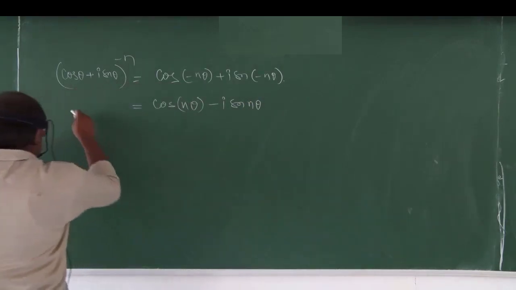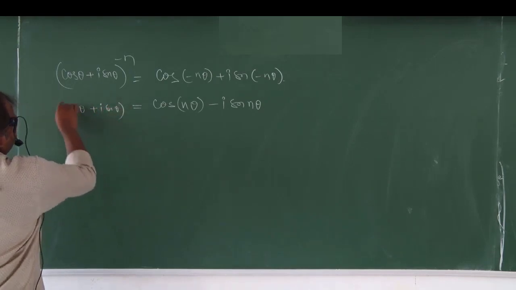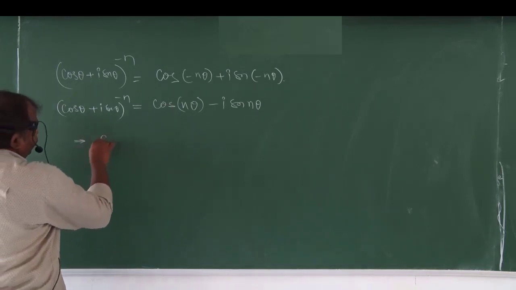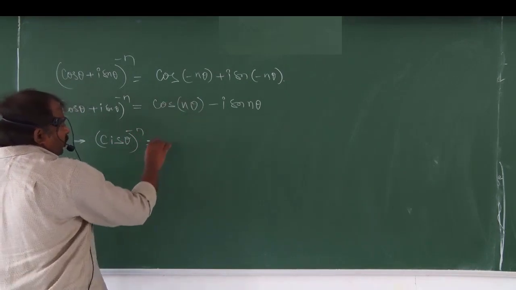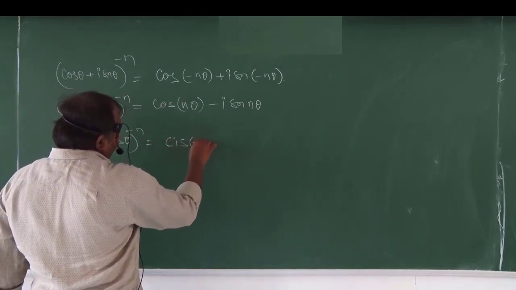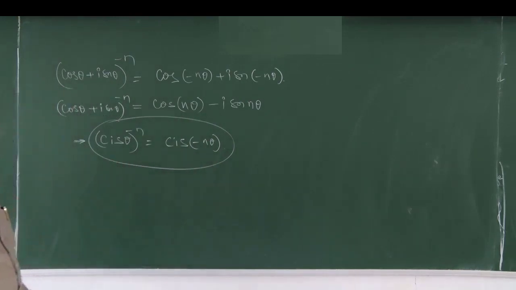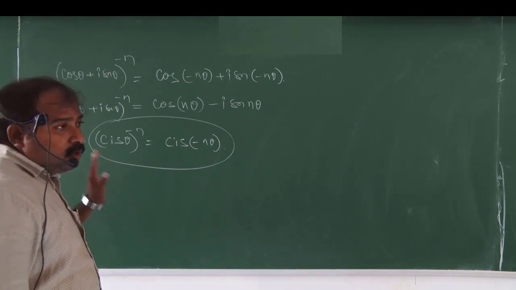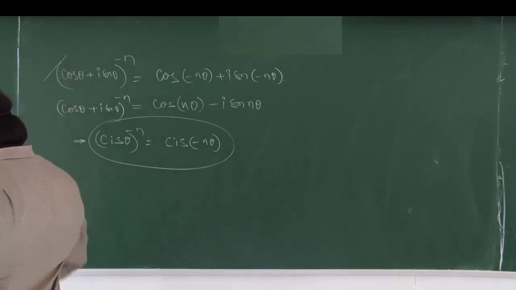So this side, cos theta plus i sin theta whole power minus n, equals this value. And cos theta plus i sin theta we can write as cis theta. Cis theta whole power minus n is equal to cis of minus n theta. Remember this point also. Not only for n, if they give minus n also you can expand the value like this. Remember this as one point.